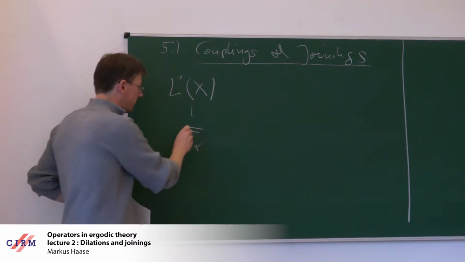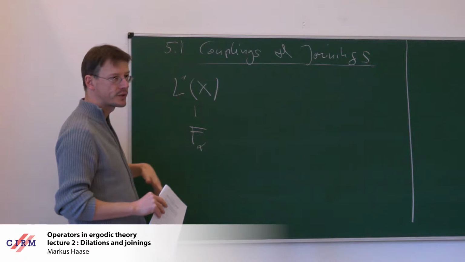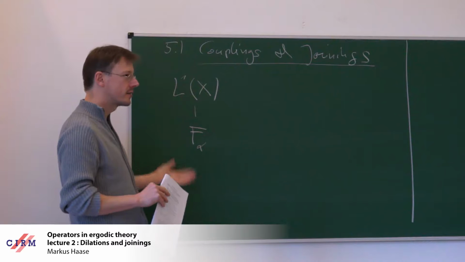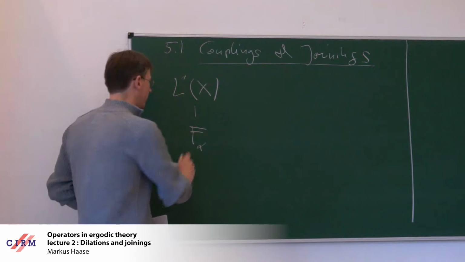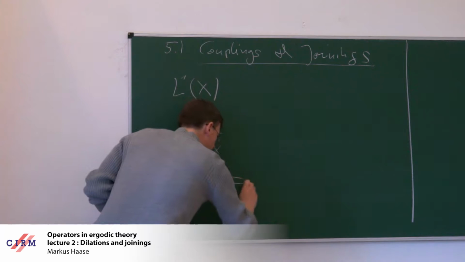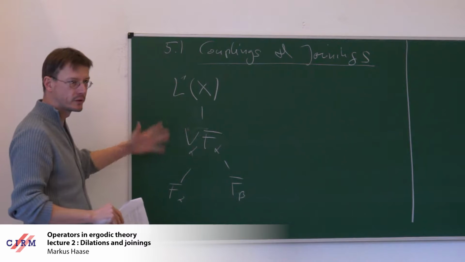Now the whole set of probability subspaces of L1 of X is a lattice. If you intersect an arbitrary family of such subspaces, you get again such a subspace. And so you can also talk of the least probability subspace containing a certain set. That's the intersection of all those spaces that contain the set, so that is the generated probability subspace. Whenever you have such a family F alpha, you find the smallest probability subspace that contains it, and you denote it by this big V, because it's a supremum in the lattice of all these subspaces.